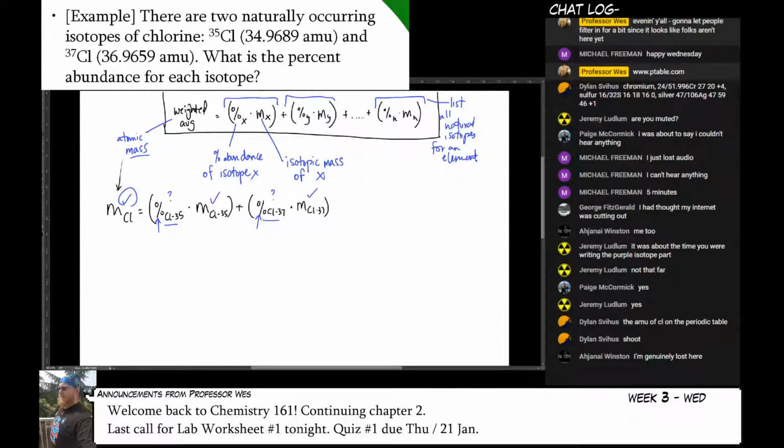So the problem is that we have one equation with two unknowns in it. I don't know the percent of chlorine 35, and I don't know the percent of chlorine 37. That would be like writing this expression like this: some number equals x plus y, and then saying solve for x and y. You can't, right?